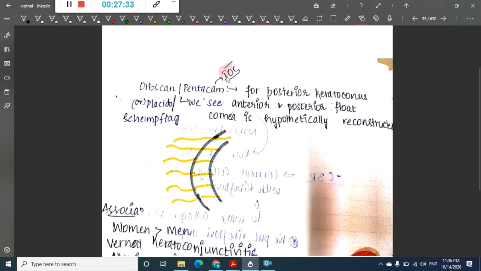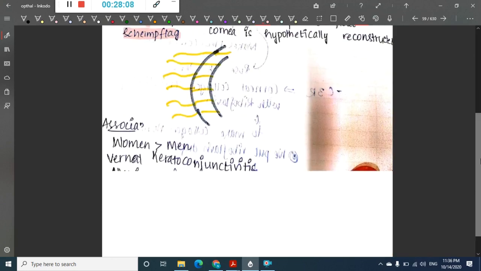Fine. Then what about the investigation of choice? The investigation of choice for keratoconus is the Orbscan or Pentacam, which is available as the investigation of choice for posterior keratoconus. This is also called Orbscan or Pentacam, or also the Placido Scheimpflug. Here both the anterior and posterior cornea are seen and reconstructed. Okay, this is for posterior keratoconus, which is Orbscan or Pentacam.